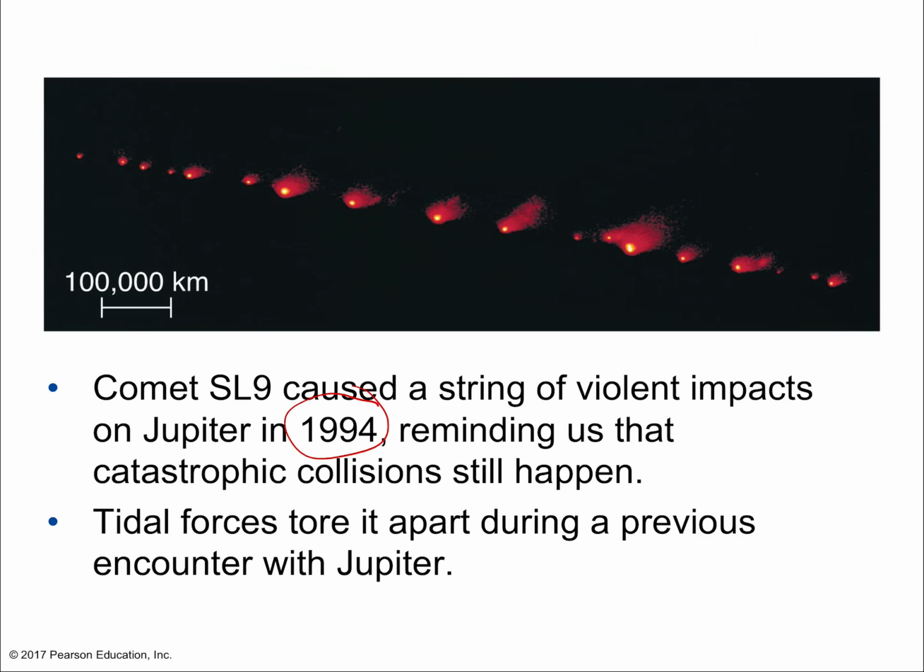So, we talked about that era of bombardment that happened during the first 500 million years of the solar system and how that shaped the surface of worlds that haven't had much activity since, like Mercury. But it wasn't just the first 500 million years. There are still big leftover objects that can smash into planets and create really big effects, right? Even as recently as just a couple decades ago. All right? And in this case, the tidal forces tore it apart during a previous encounter with Jupiter, and then it broke into a few pieces and rained down, right?